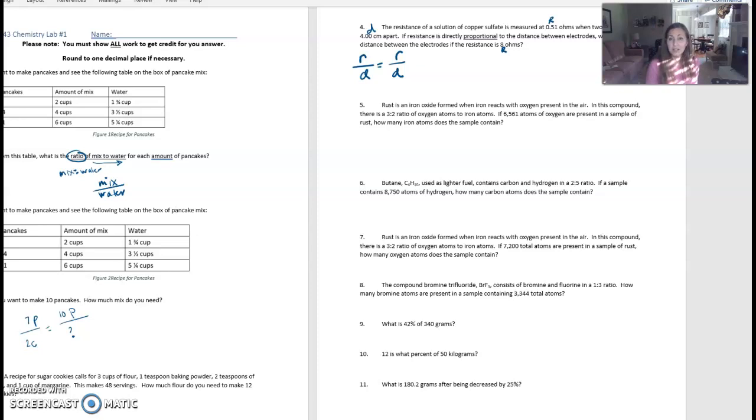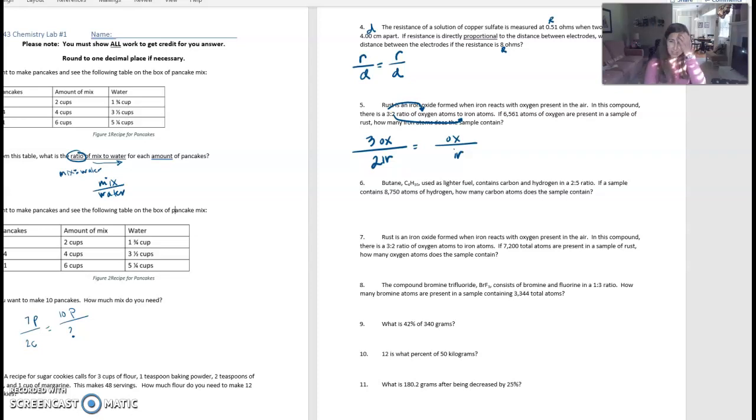Rust is an iron oxide formed when iron reacts with oxygen present in the air. If this compound is in a 3:2 ratio of oxygen to iron. Now listen, 3 comes first and oxygen comes first. 2 comes second and iron comes second. So you've got 3 oxygen atoms for every 2 iron atoms. So again, you're going to set up a proportion. You've got oxygen on the top, you've got iron on the bottom. So there's another proportion.